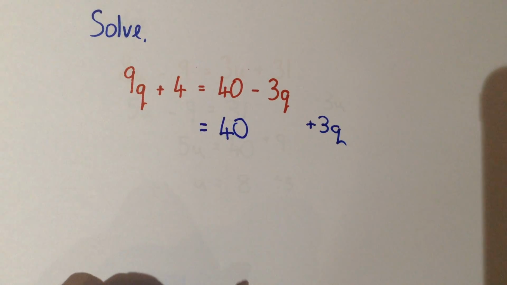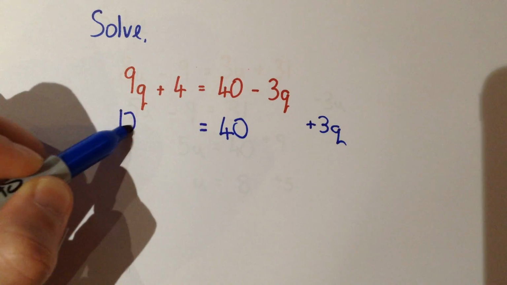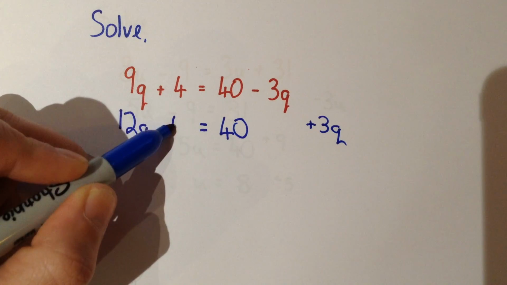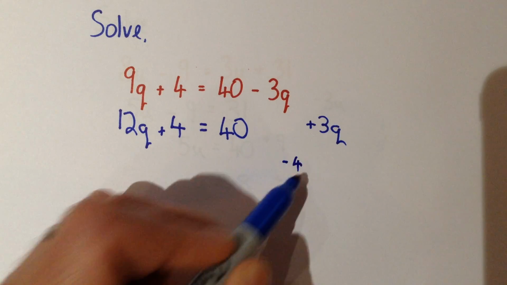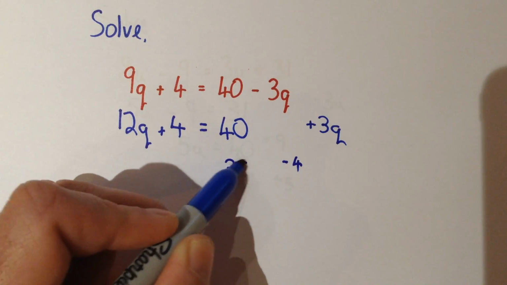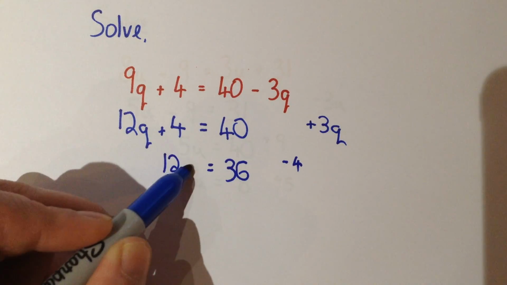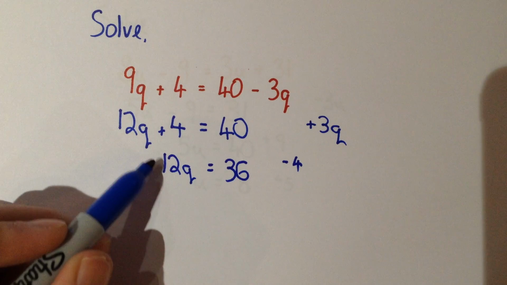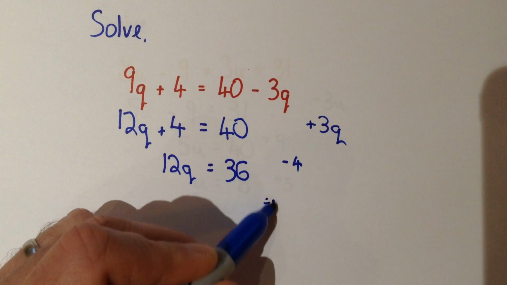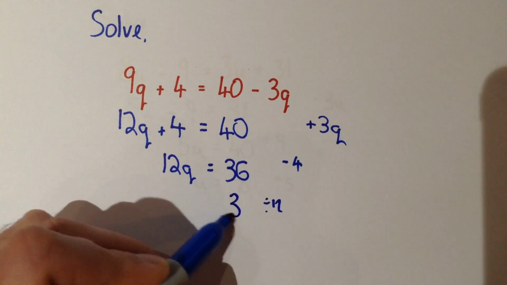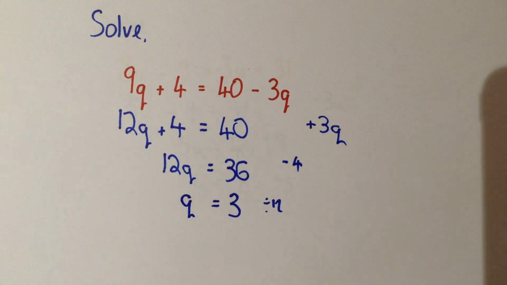But I've got to do the same to both sides. So 9q, add 3q, that gives us 12q plus 4. The opposite of add 4 is take away 4, giving us 36 on the right and 12q on the left. We then need to do divide by 12 to get rid of the times 12. 36 divided by 12 is 3. Divide by 12 on this side gives us q.